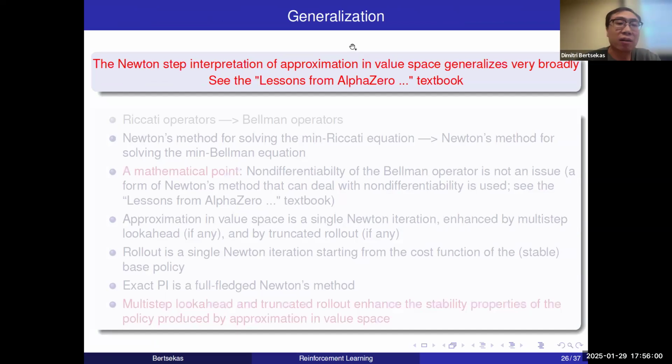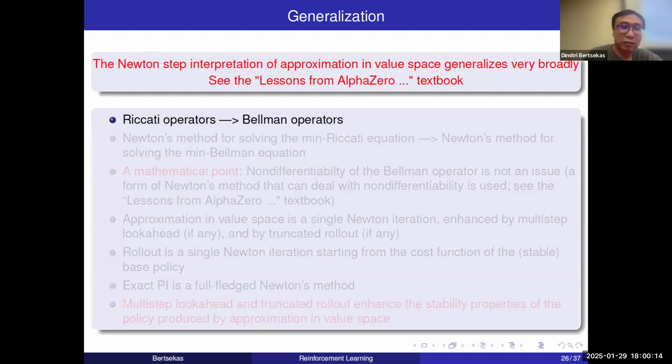All the points that we have discussed thus far admit generalizations. The Newton step interpretation of approximation in value space generalizes very broadly to stochastic problems, to Markovian decision problems, to risk-sensitive problems, and you name it. There are a lot of generalizations, and some of the mathematics can be challenging, but this textbook, Lessons from AlphaZero, mostly focuses on the simpler settings. Okay. All right.